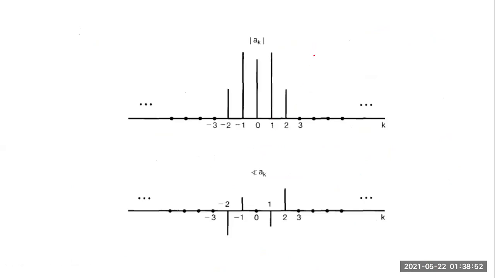Yes. You can see this is the magnitude part and this is the phase. So this is A0, this is A1, this is A minus 1, this is A2, and this is A minus 2. And you can see all of the other components are 0. And this is the phase part.